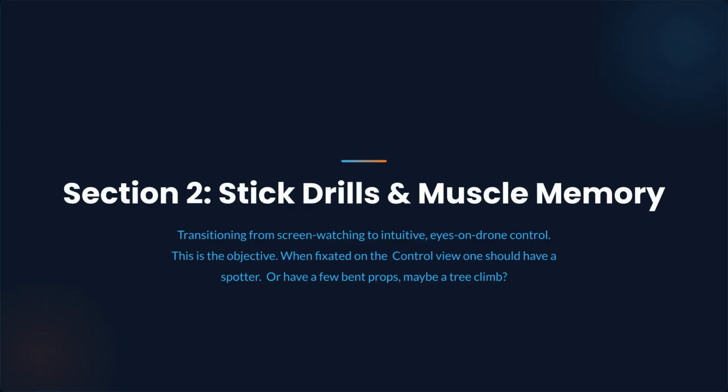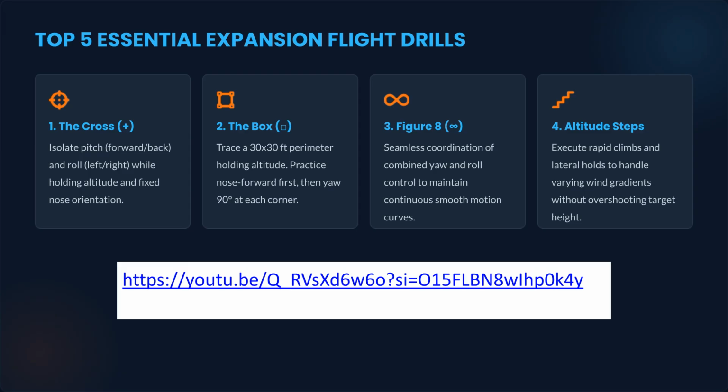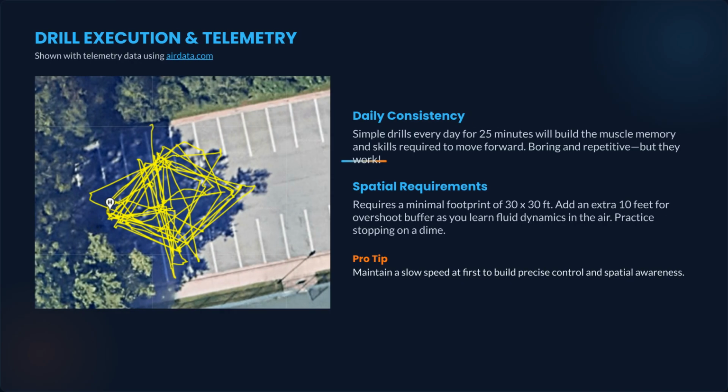Moving to Section 2, Stick Drills and Muscle Memory. The goal is to transition from relying on your screen to intuitive eyes-on-drone control, keeping your aircraft safe. Master these 5 essential flight drills: the cross, the box, figure 8, and altitude steps. Regular practice is key to developing fluid motion and control. Consistency is critical. Spend 25 minutes daily on these drills to build muscle memory.